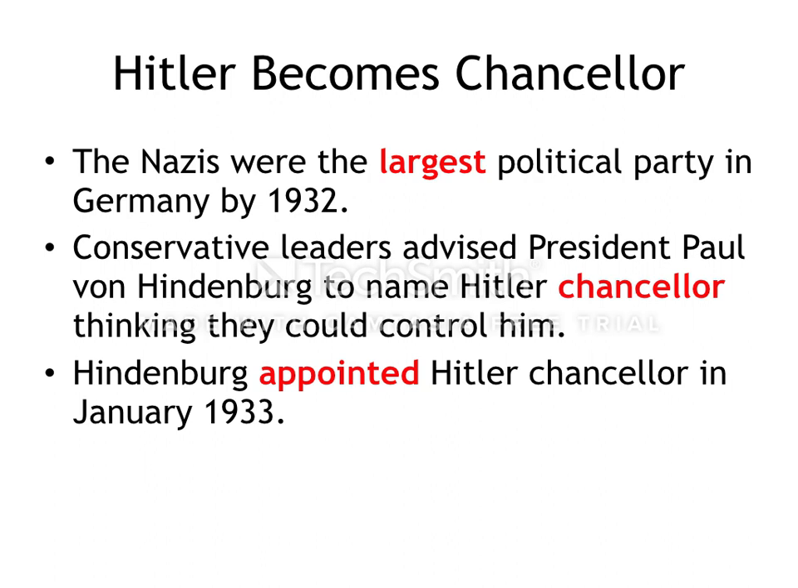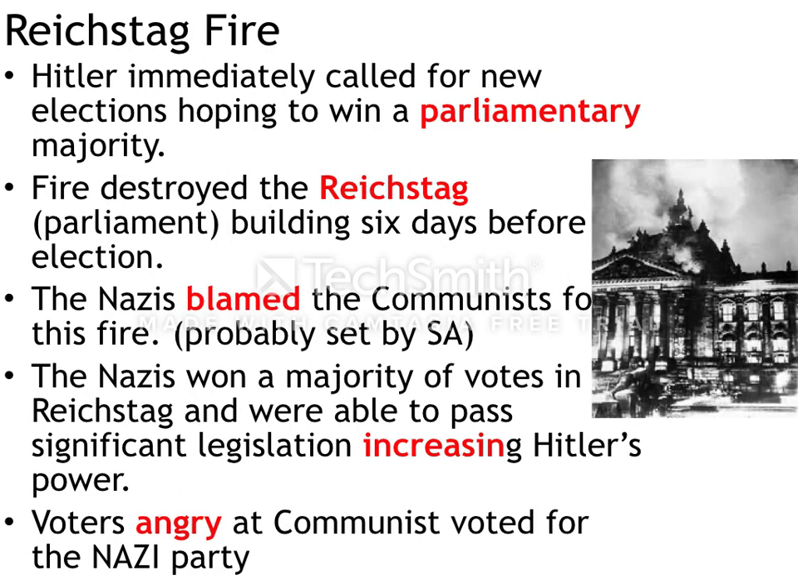So conservative leaders, advised by Paul Hindenburg, the new president of Germany, decided to name Hitler the Chancellor of Germany in the hope that they could control him. Hindenburg appoints Hitler Chancellor in 1933, and everything would be okay as long as Hindenburg stayed in office. However, this was not destined to happen. After being named Chancellor, Hitler immediately calls for new elections, hoping to win a majority in parliament and what we would call a mandate by the people.